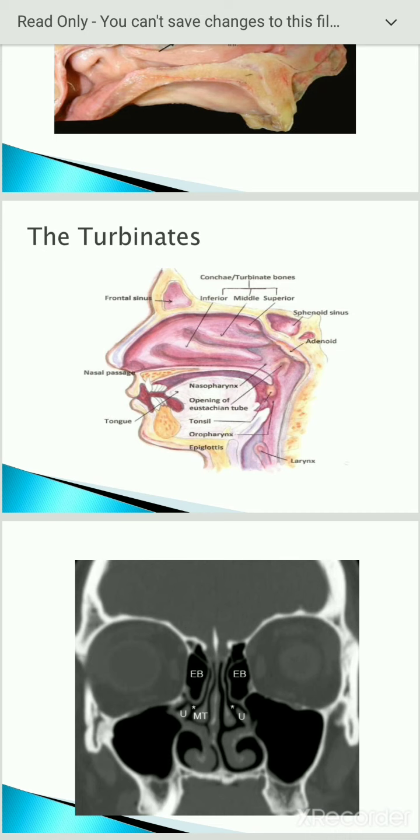In this figure also, sinuses, turbinates, hard palate, soft palate are shown. Adenoids are seen in the nasopharynx.